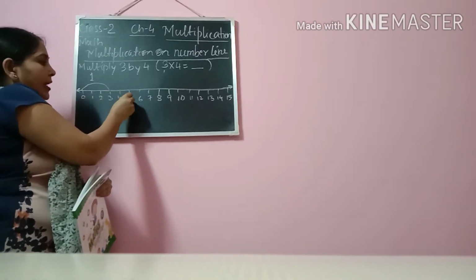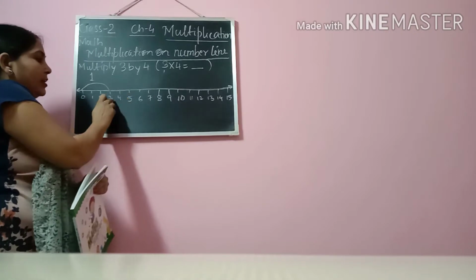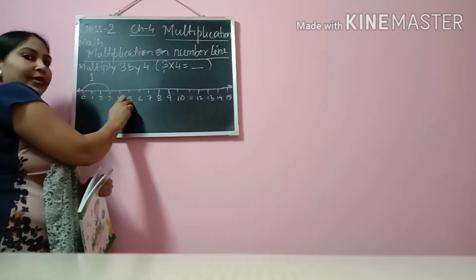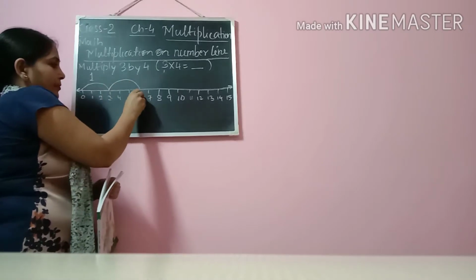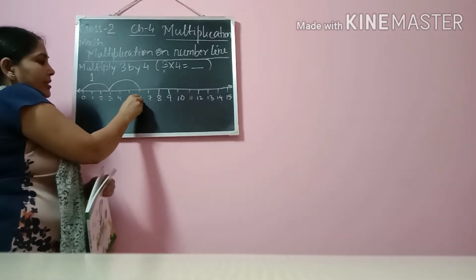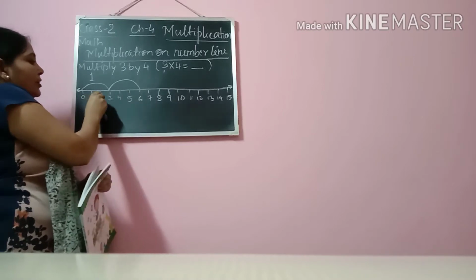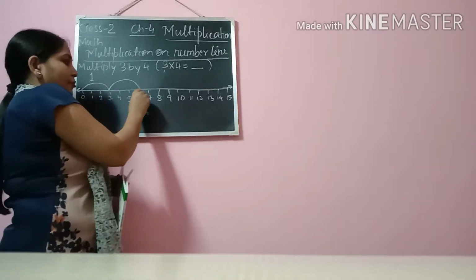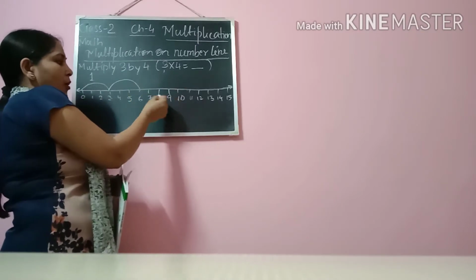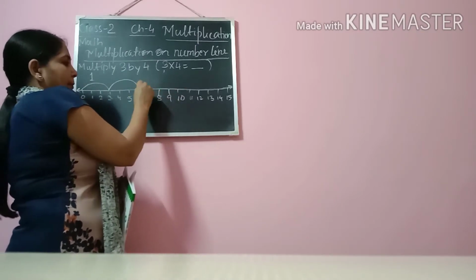1, 2, 3. So 3 numbers we have skipped, and we have landed here on 6. Then again from 6, we are going to count 1, 2, 3.